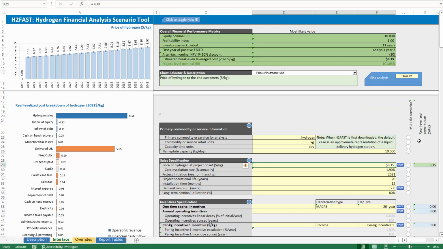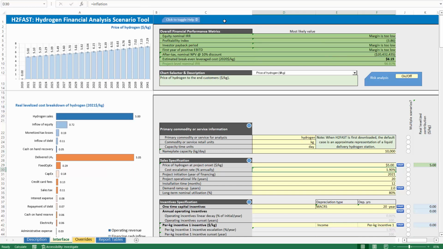If you want to switch the model to a price taker, let's say right now it says that hydrogen needs to be sold at $6.15, but the market would only pay $5. You can just overwrite the cell and say 5. And in that case, 5 might be too low of a price in this example. It'll tell you that the net present value of the project is minus $20 million. You probably don't want to do that. But let's try 5.5, or let's try $6.